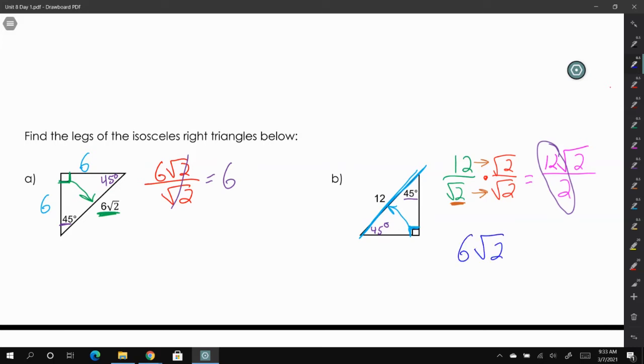So it does get a little bit more confusing when you have to rationalize the denominator, but just keep your rules straight and you're going to be fine. Don't freak out because your hypotenuse doesn't have the square root of 2 in it like we have right here. Just divide your hypotenuse by the square root of 2 and then simplify it.